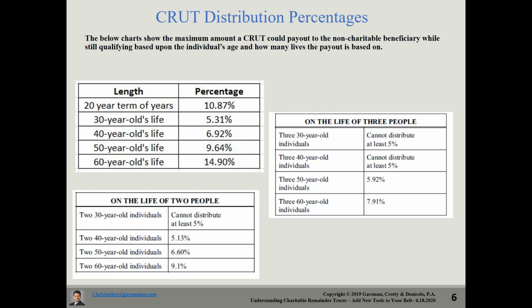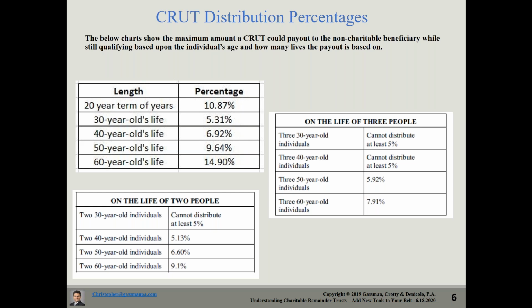And here on slide 6, we have just a couple of distribution percentages that are actuarially determined based upon these calculations. And these numbers are something we ran back in February, I believe, when we were doing a lot of research into using charitable remainder trusts for IRAs and retirement plans. And we'll get to that here in a few minutes.